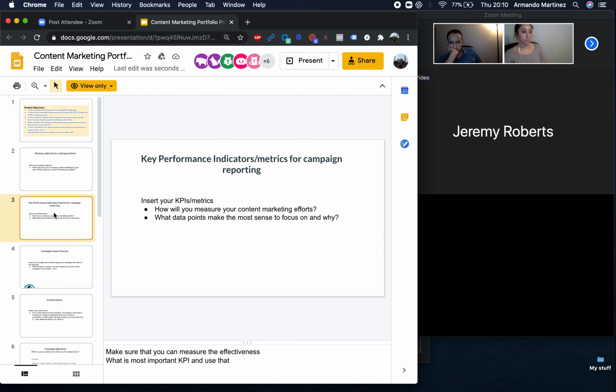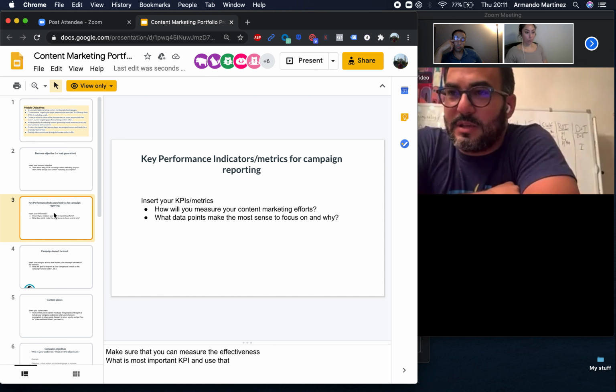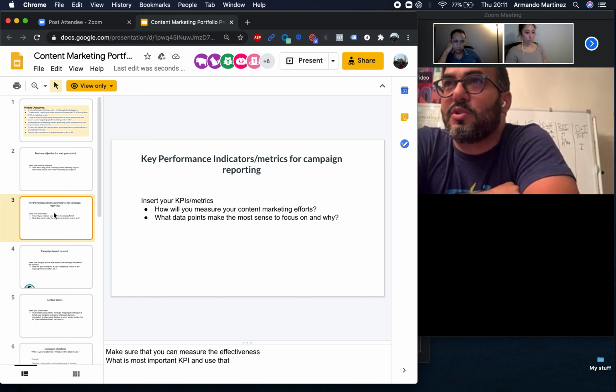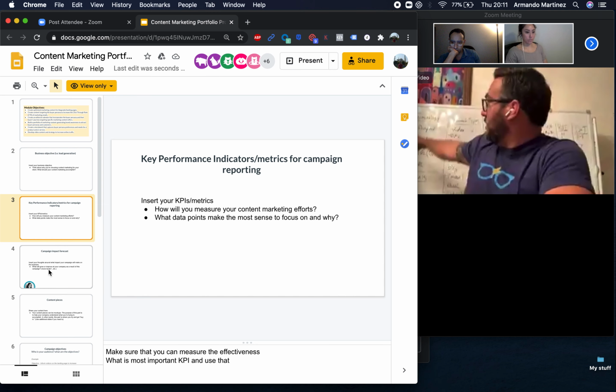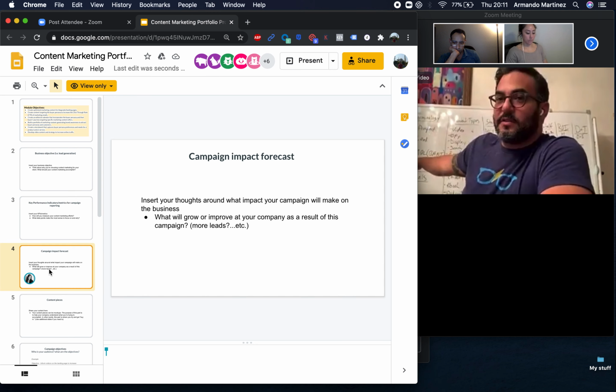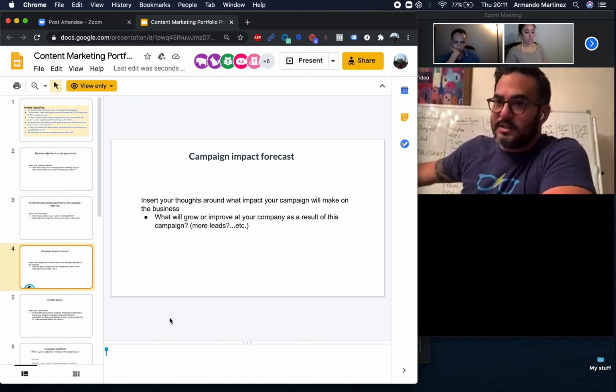Campaign impact and forecast. Insert thoughts around what impact your campaign will make on the business, will grow, improve the results. Okay, yeah, that's exactly what it is. So come back to the same thing. Are we driving traffic? Is the ultimate goal of the content to get people at the top of the funnel? Are you feeding the funnel? Are you driving people down the funnel? Or are you getting people to convert? That's back here, right, to the stage of the sales cycle. Figure out exactly what the role of your content is.